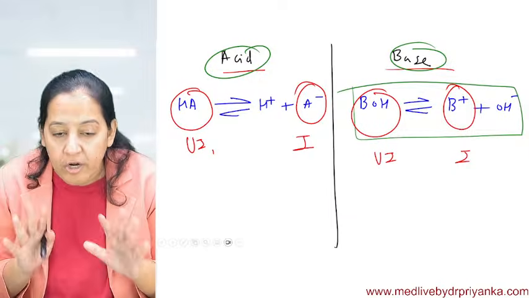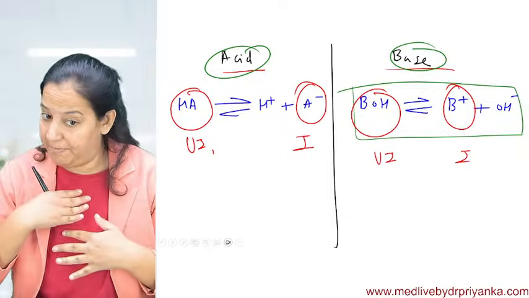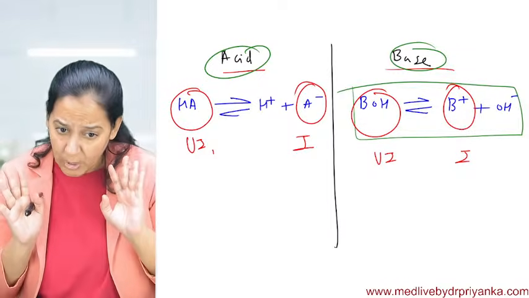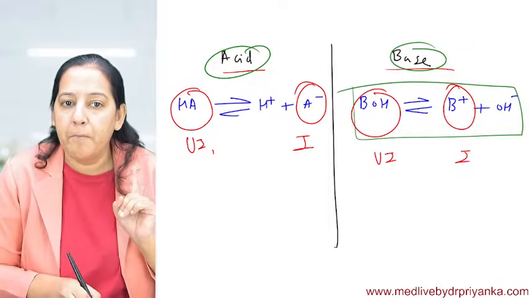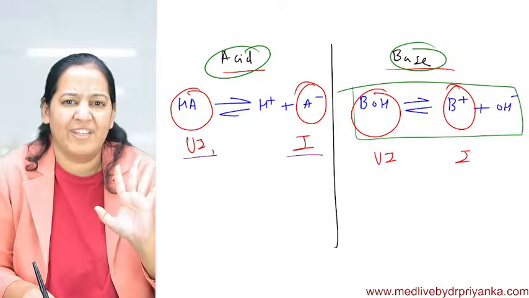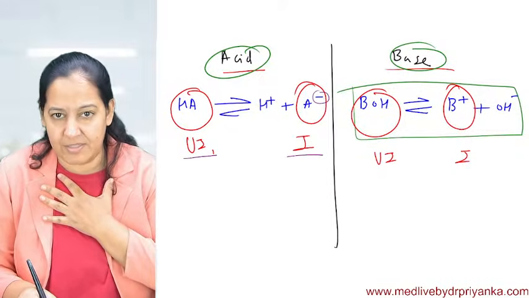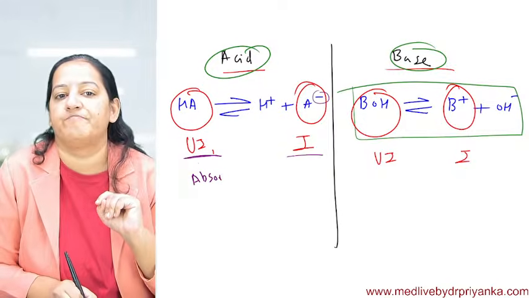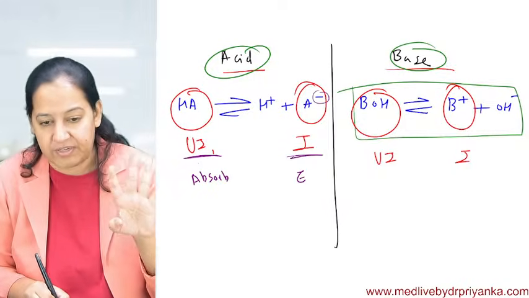Now learn the golden rule given by God. You can't change it, I can't change it. What does the golden rule say? The golden rule says the body loves unionized drug. The body doesn't like ions. The body doesn't like charges. Human body doesn't like charges. So unionized drug gets absorbed by the body, and ionized gets excreted by the body.